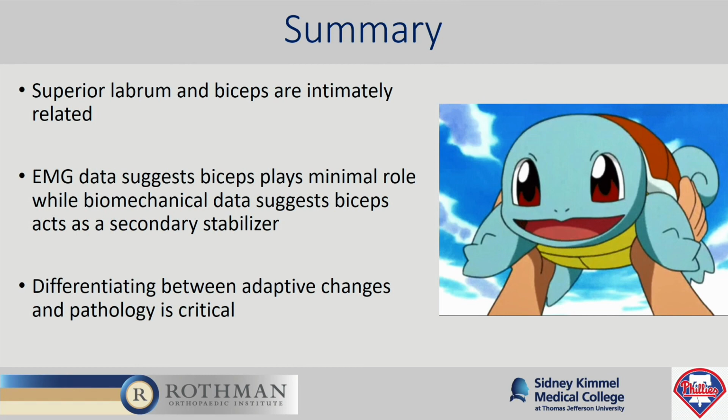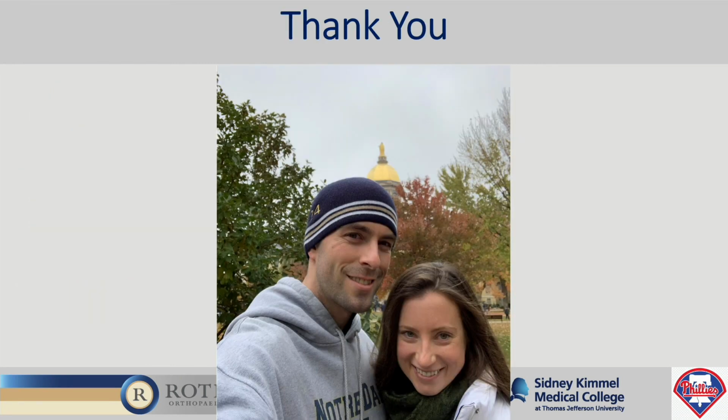The other issue that we have to keep in mind is that we have to make sure we properly differentiate between adaptive changes in a pitcher's shoulder and what's pathological. And I think we're still learning at that, because I don't think we do necessarily a very good job at that. And if we don't, we wind up hurting these athletes once we start to operate on them.